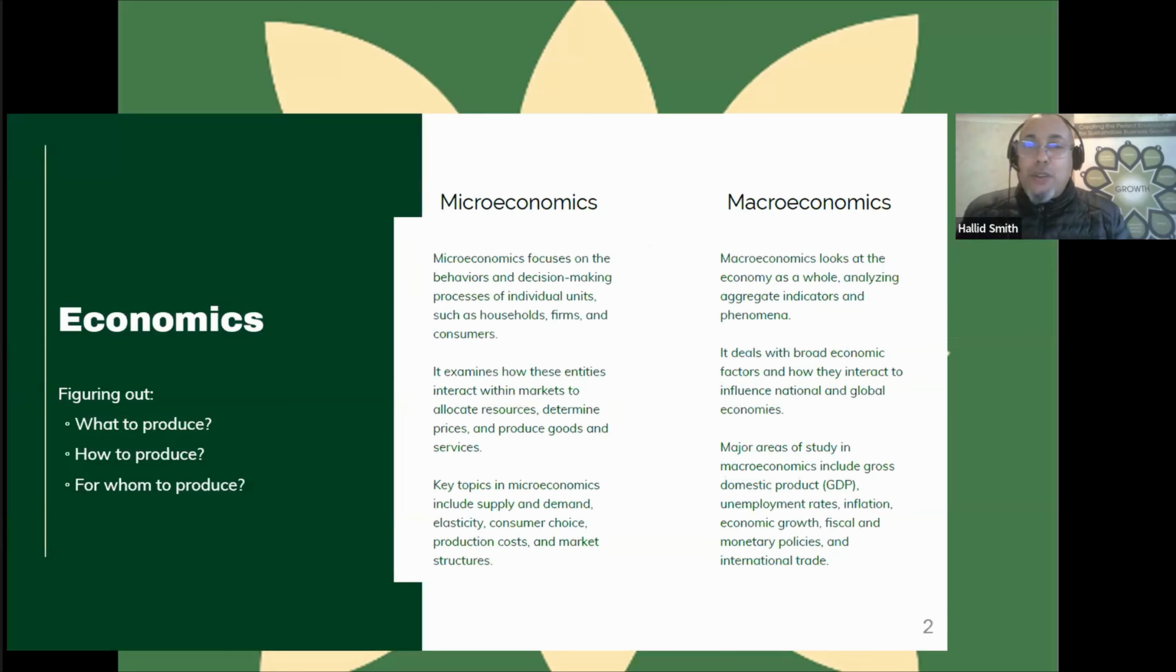So microeconomics is the focus on behavior. Those are the little things that actually happen. How you're making decisions, how many households there are, how many companies there are, consumers, what is supply, what is demand, what people are buying every single day. And that's microeconomics. Okay. How these entities interact with the market and allocate resources.